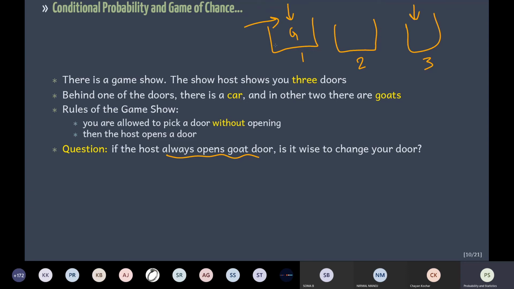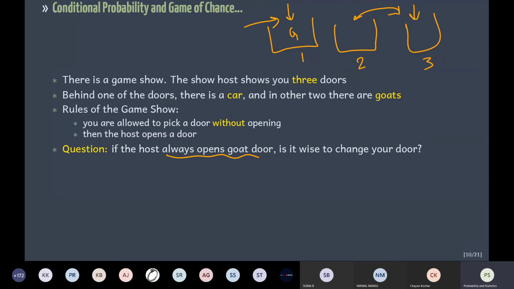Now this is revealed to you: door one has the goat. Two of the doors are not yet revealed to you. You have made some choice, but it is not yet opened. The host is now telling you that if you want, you can switch or you can stay. It's up to you. So here comes the main question: should you switch from your previous choice? You did not know about even your first choice, which was three, because that door was also not revealed to you. Is it worth switching to the other door?